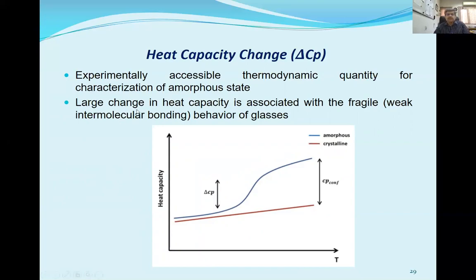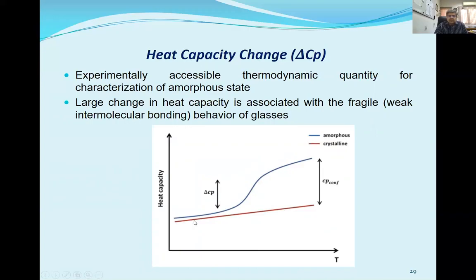So the large change in heat capacity is associated with the fragile or weak intermolecular bonding or behavior of the glasses. So if your amorphous system is a weak or a fragile glass, then the change in the specific heat at glass transition temperature is going to be higher as compared to a system which is a strong glass. So here it is shown as a case study or as an example.